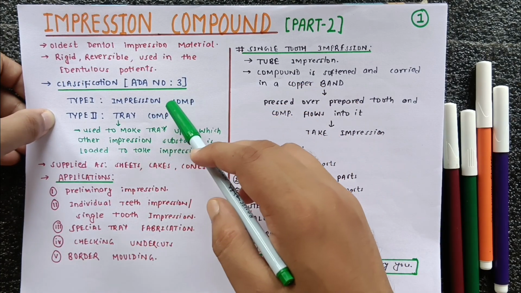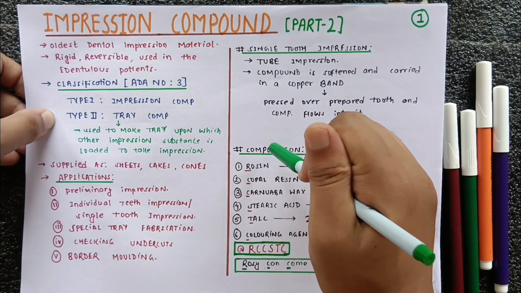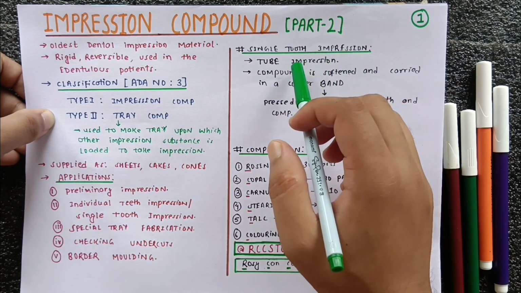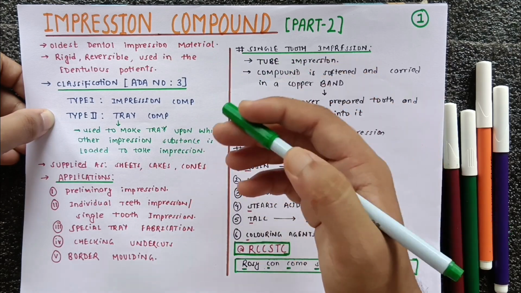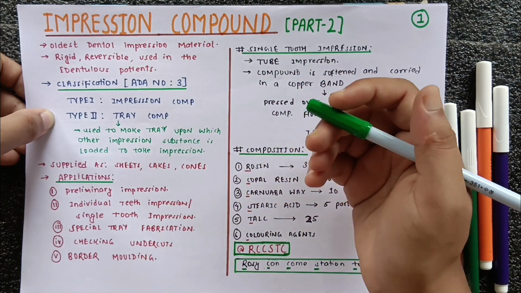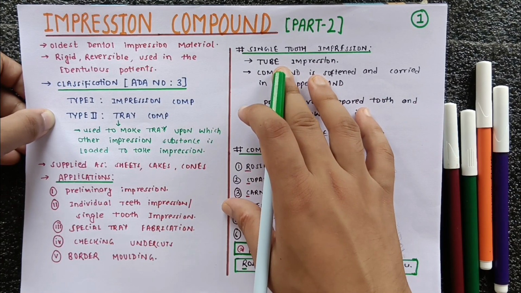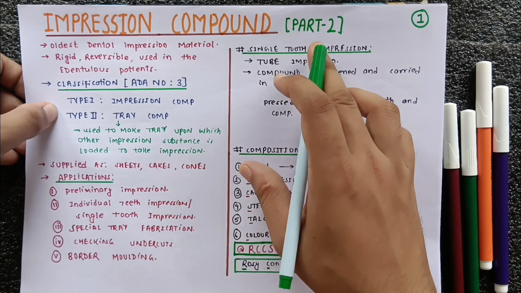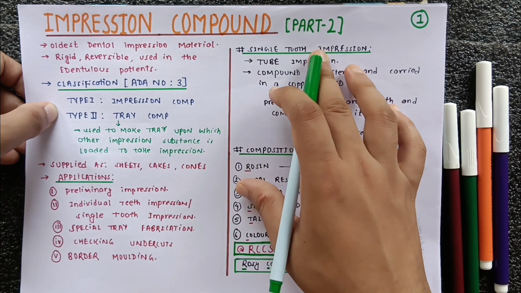We will be discussing the classification, application, and composition. And this is a single tooth impression, which is particularly used with this impression compound. Similarly, we will be discussing the advantages, disadvantages, manipulation, and properties of this impression compound. So this is our part 2 video. Without delaying much, let's get started.